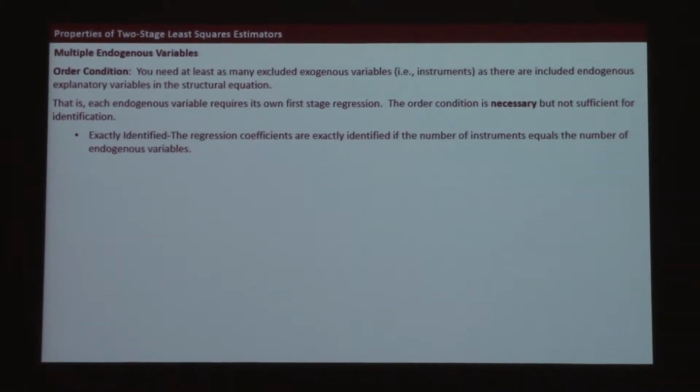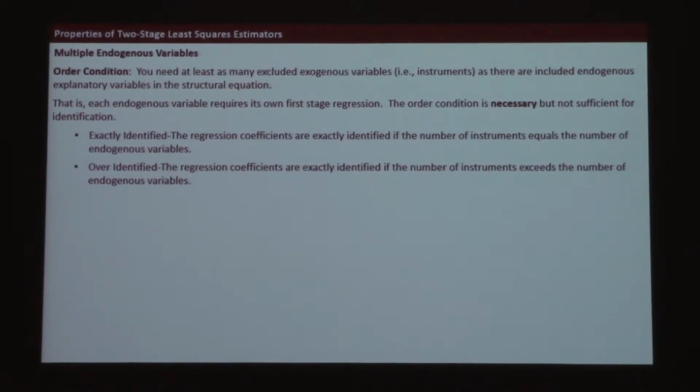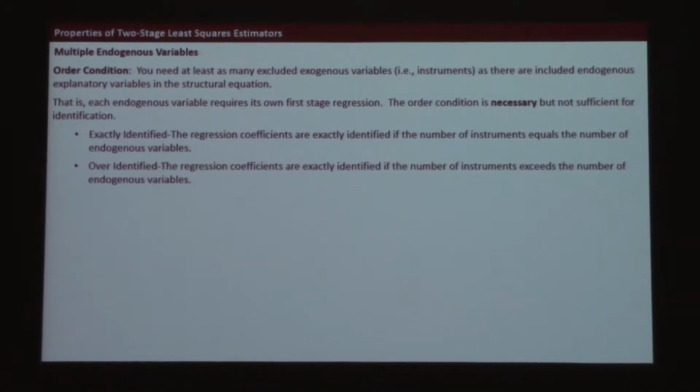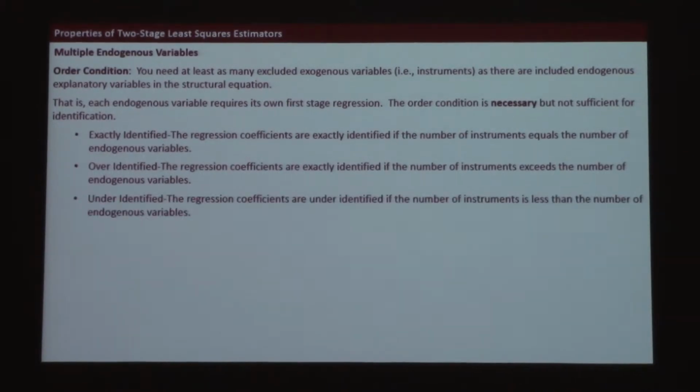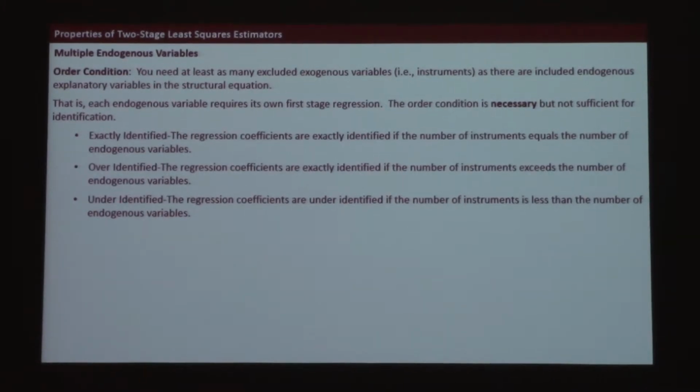We're exactly identified when we have the exact number of instruments as we have endogenous variables. We're over-identified, like we were in this case, where we have more instruments than endogenous variables. And we're under-identified if we don't have enough instruments. So let's say we had 2 endogenous variables, but only 1 instrument.